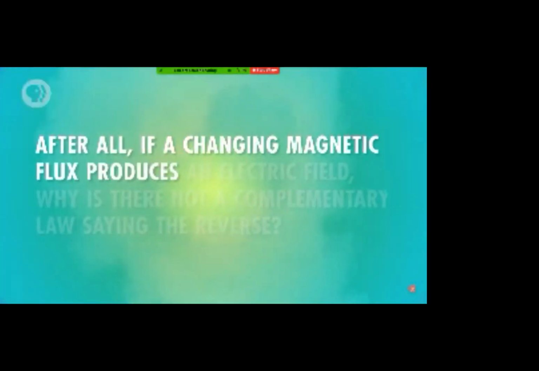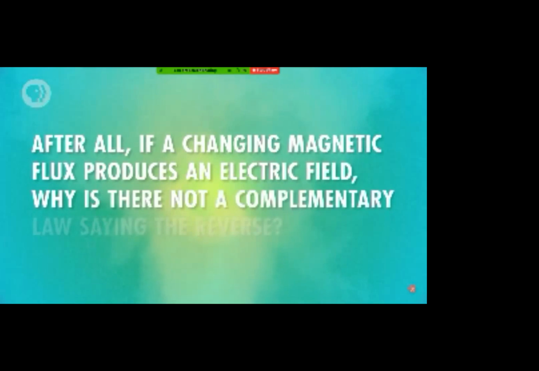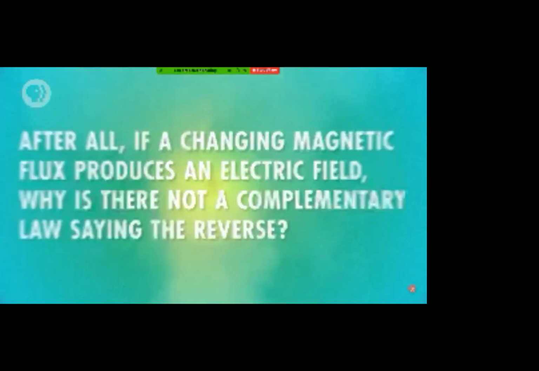The fourth and final equation is one that Maxwell made the most tweaks to in order to make it applicable to all electromagnetic phenomena. Maxwell's first and second equations were so similar, one for electric fields and one for magnetic fields, that he knew there must be an equation that complemented Faraday's law as well. After all, if a changing magnetic flux produces an electric field, why is there not a complementary law saying the reverse? Why couldn't a changing electric flux result in an induced magnetic field?